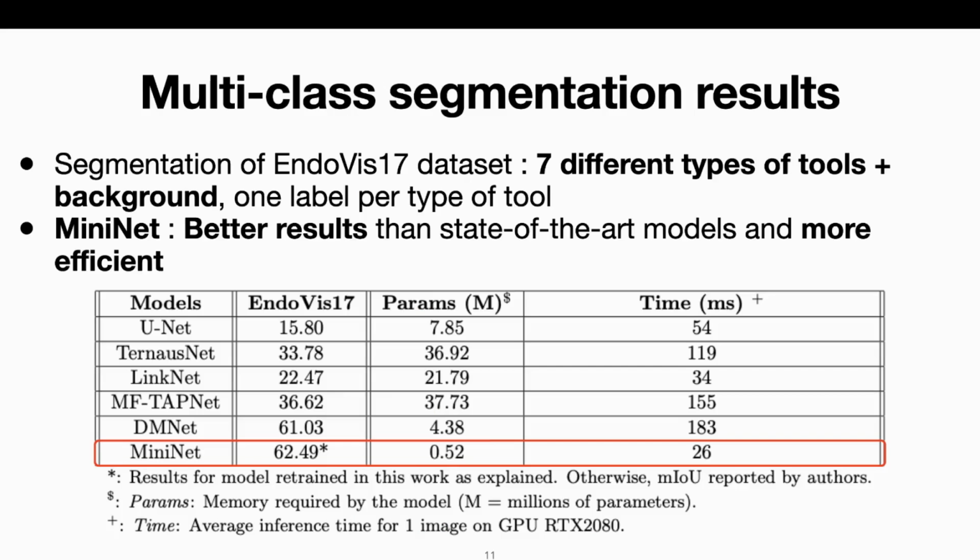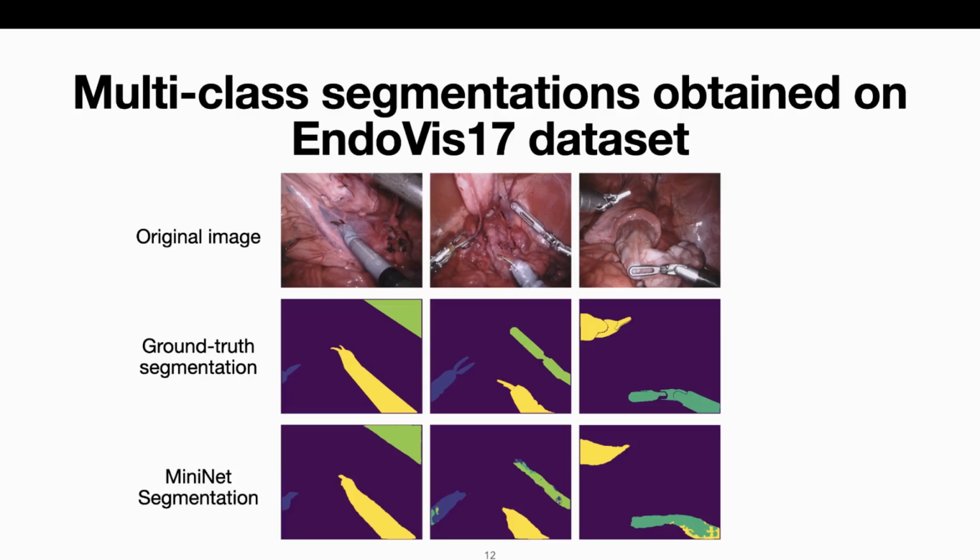We further evaluate MiniNet for multi-class segmentation using the EndoV17 dataset. In this case, MiniNet obtains better results than state-of-the-art models while still being the most efficient. Here are some examples of multi-class segmentations obtained using MiniNet.